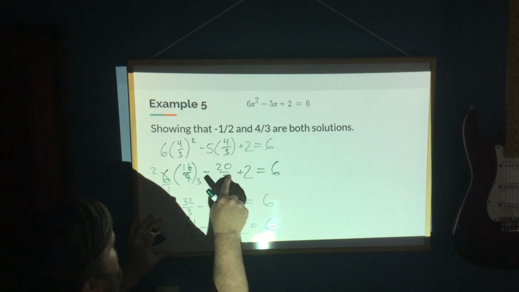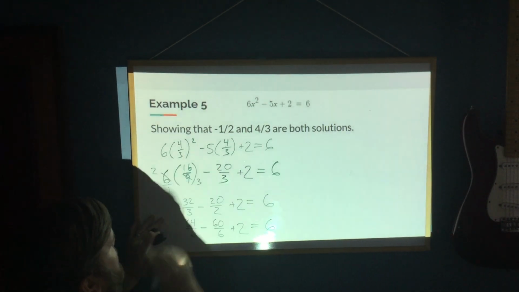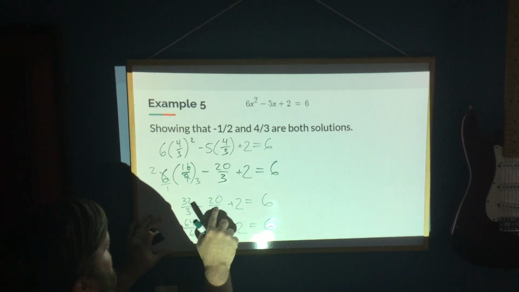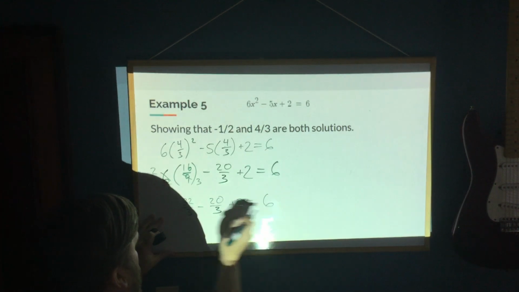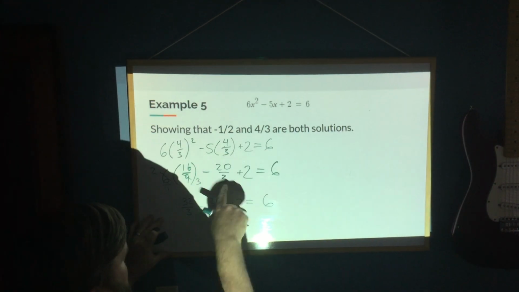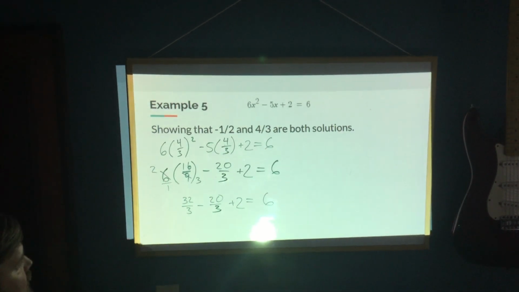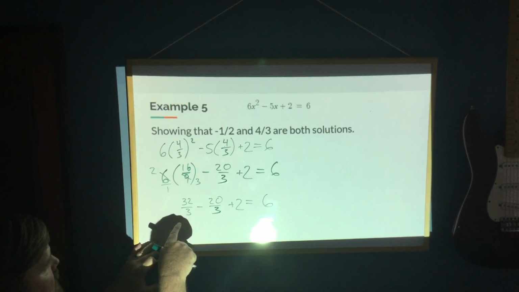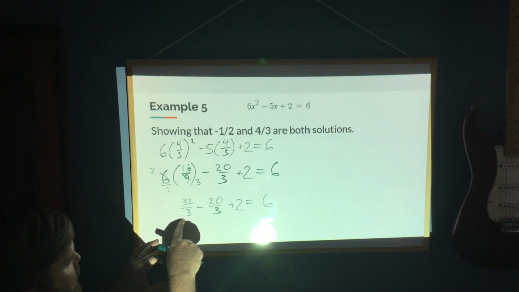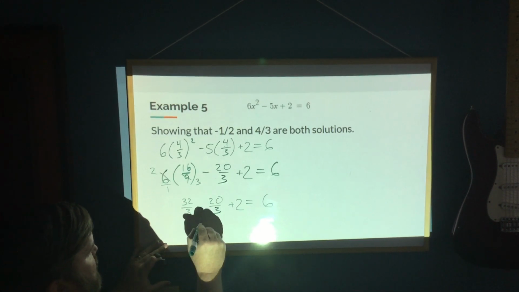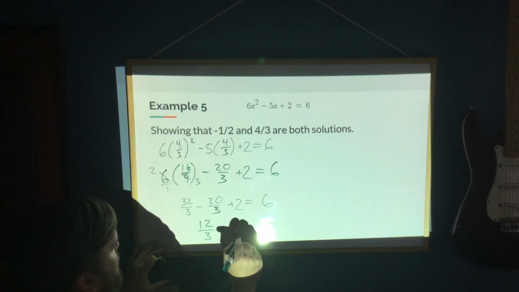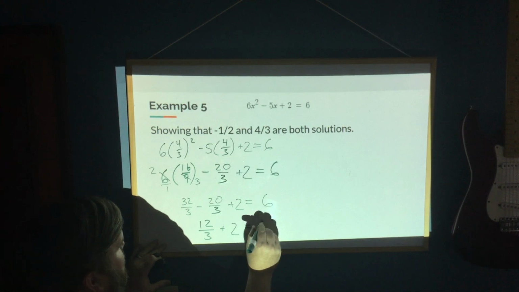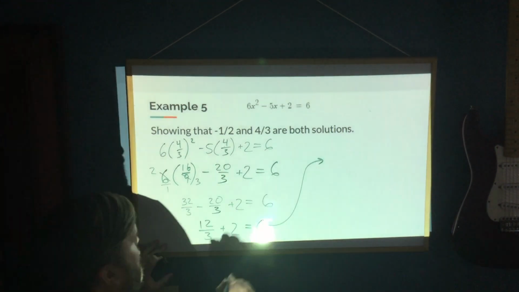This is 20/3. Somehow I turned that into 20 halves. Yeah, my 3 became a 2 right here. So let's try that again. This is going to be even easier now. So 32/3 minus 20/3, that's going to be 12/3 plus 2 equals 6.